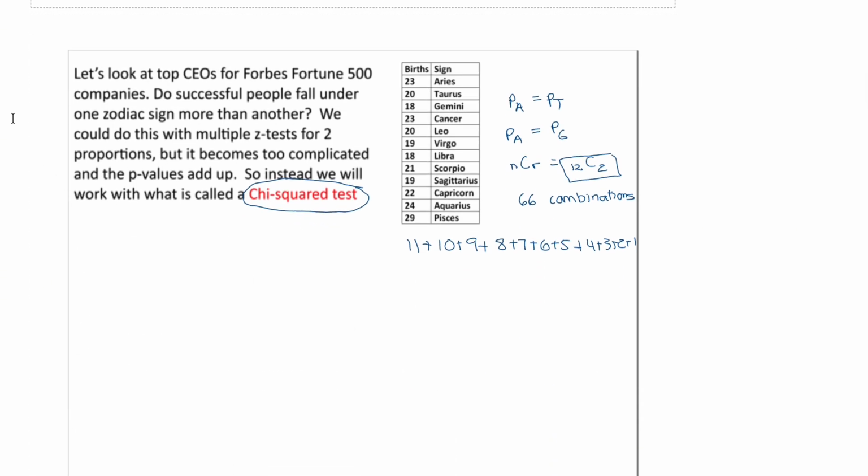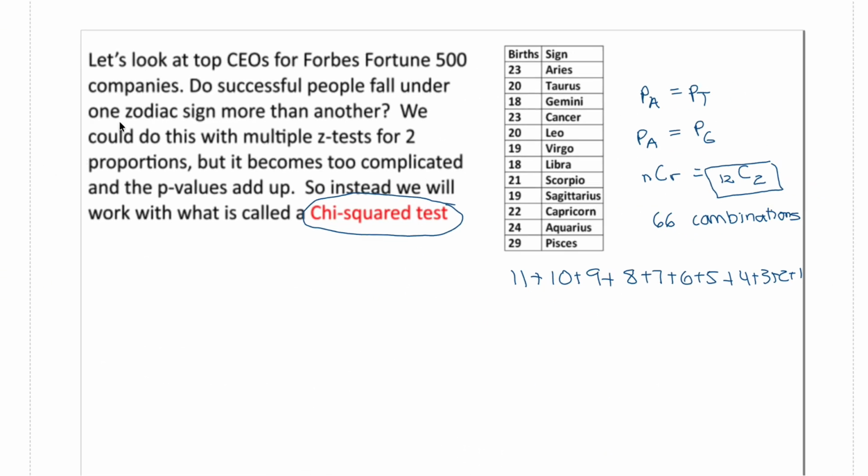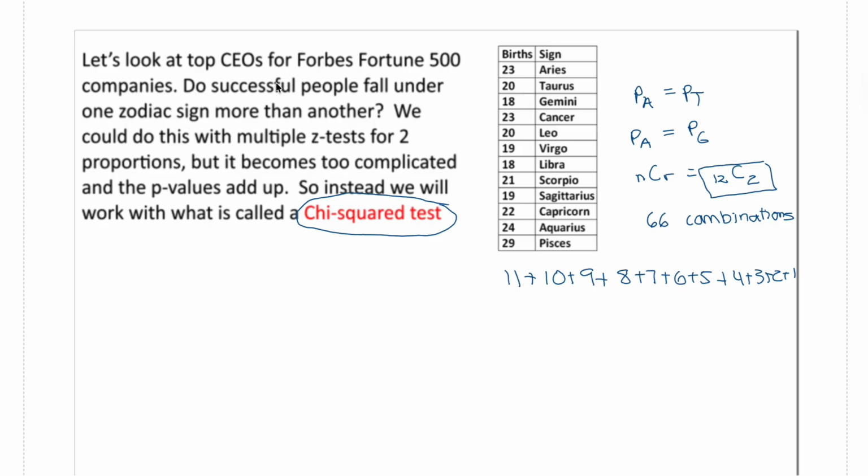So take a look at this example for a minute. Here's the data collected for top CEOs of Forbes Fortune 500 companies. And the question that we want to investigate is, do successful people fall under one zodiac sign more than another? We could do this with multiple z-tests for two proportions.